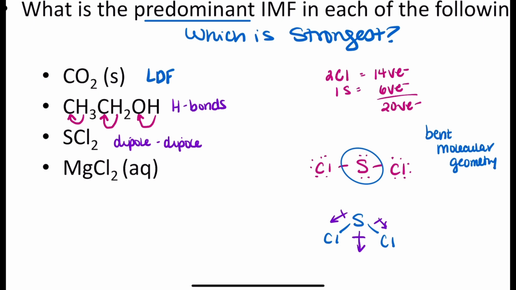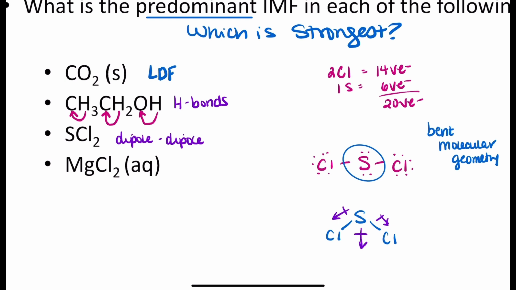And last is MgCl2, which is, by electronegativity difference, actually very, very polar, but we can treat it as an ionic compound as well. And when we see this little aq here, this means it's dissolved in water, right? If I dissolve magnesium chloride in water, what happens? I form magnesium ions, and I form chloride ions. This is ion-dipole.